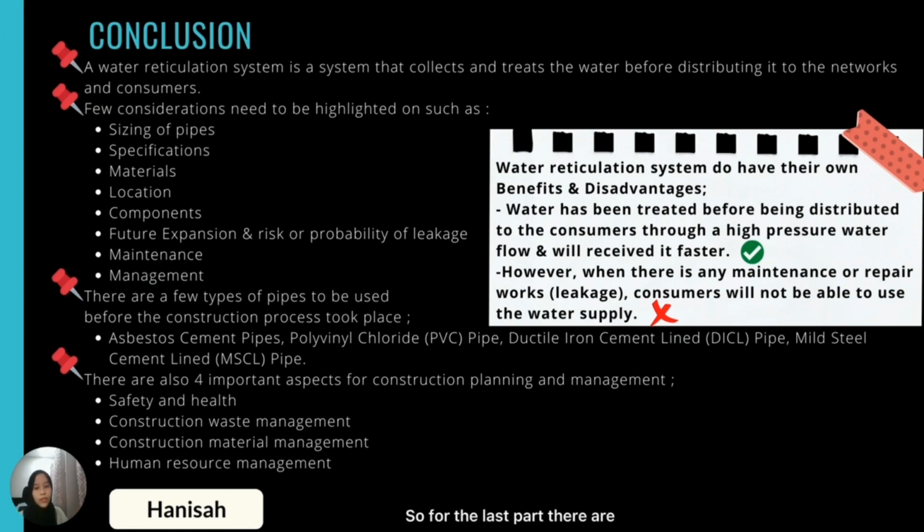So for the last part, there are also four important aspects of construction planning and management, which are: first, safety and health; construction waste management; construction material management; and human resource management.